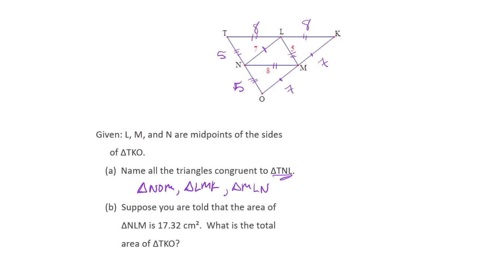All right. So next question. Suppose you're told the area of triangle NLM, this triangle in the middle, is 7.32 square centimeters. What's the total area of TKO? So remember before, the perimeter ended up being double what that inner triangle was. That's because the sides of the inner triangle are half the sides of the larger triangle. And that's the same situation here, where this is 16, this is 14, this is 10, and those are all double what this is.